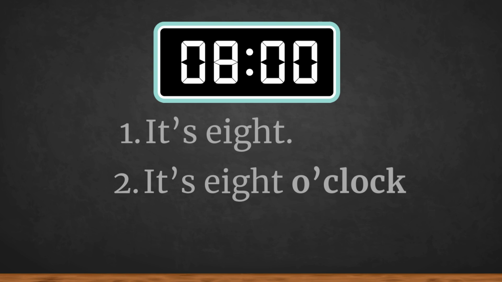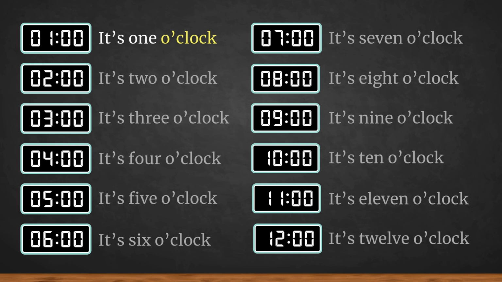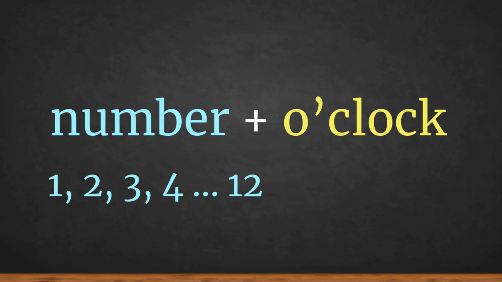For full hours, you have two natural options. It's 8 or it's 8 o'clock. We use o'clock only when there are no minutes. It's 1 o'clock. It's 2 o'clock. It's 3 o'clock. It's 12 o'clock. So the pattern is simple. A number like 1, 2, 3, 12 plus o'clock.